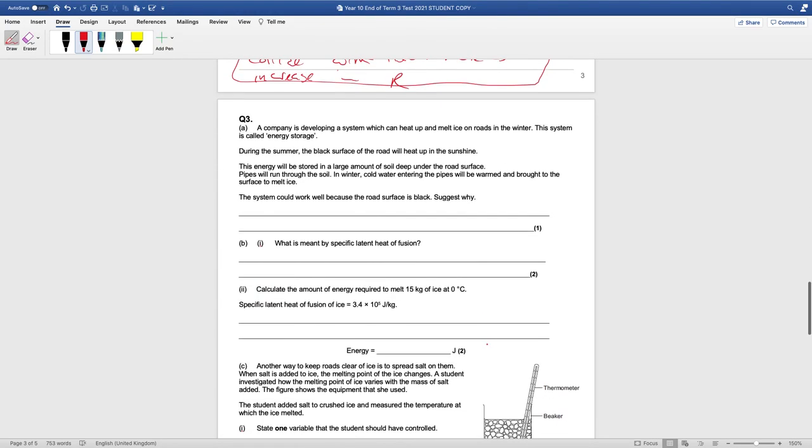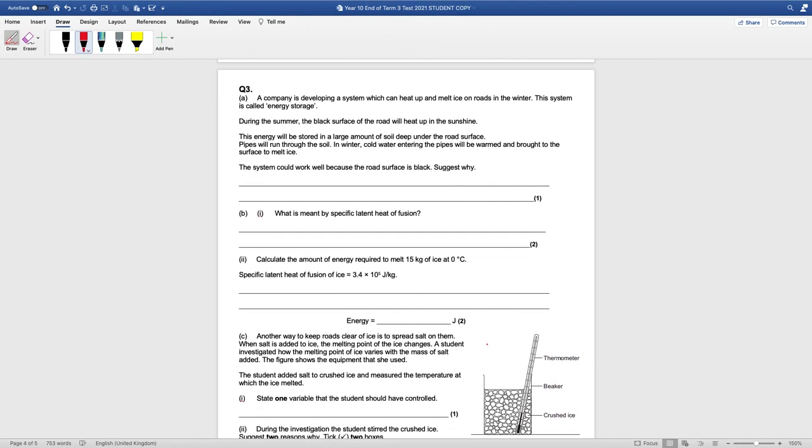Question 3. Why could this system of using the black surface to heat up in the sunshine and store that energy in the soil under the road surface, and then use that stored energy to melt ice? We need to be careful how we answer this. We're looking at thermal energy. We're looking at infrared. That's where we're pitching at.